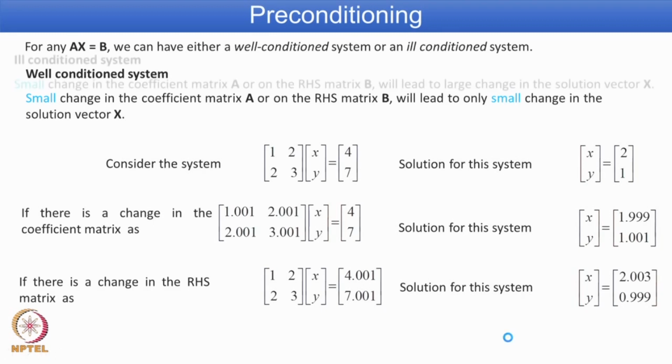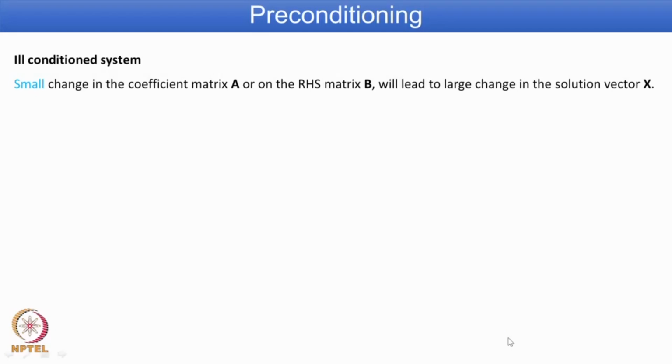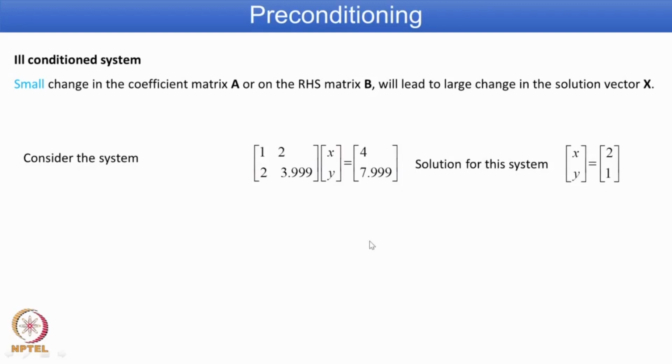Let us take another example to understand what is an ill conditioned system. In the case of an ill conditioned system, any small change in the coefficient matrix or the right hand side matrix will lead to a large change in the solution vector. Consider again an example matrix as shown here: 1, 2, 2, 3.999 and x y as the solution vector equal to the right hand side as shown here. The solution of this system is as shown here: x and y equal to 2 and 1.